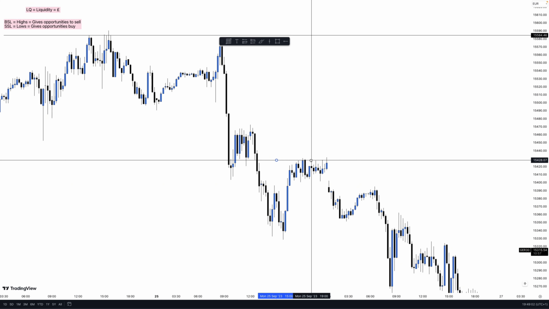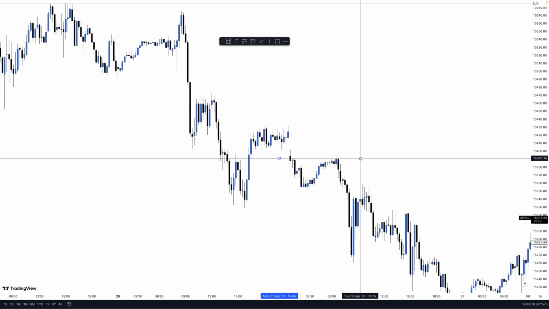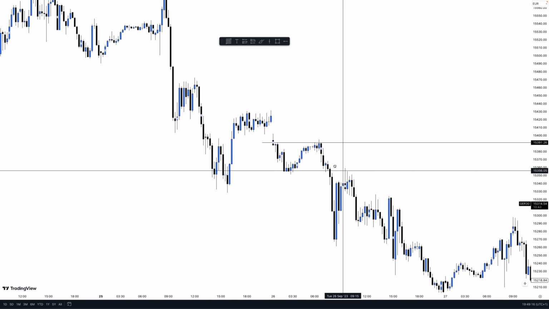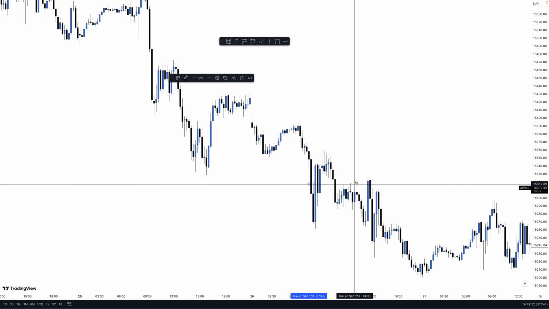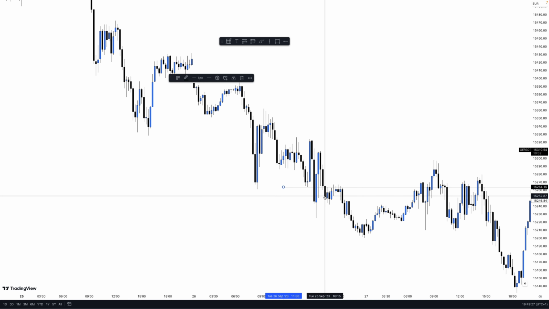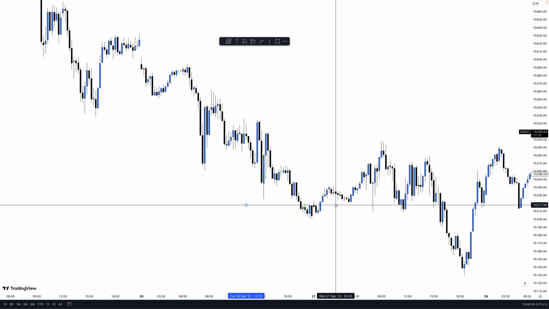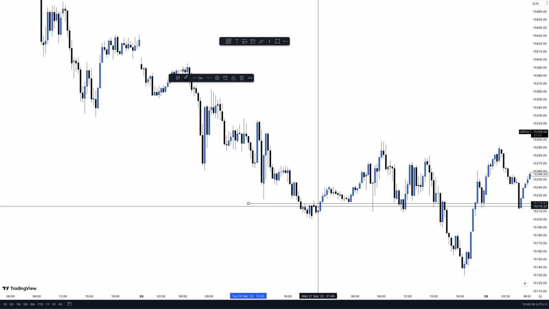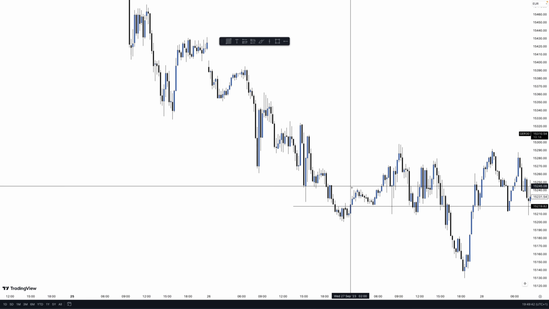Even over here, we sweep this high with this candle, gives a reaction down. Sweeps this high with this wick, gives a reaction back down. Even here, sweeps this high, reaction down. Right here, sweeps this high, gives a reaction back down. Here as well, sweeps this high, gives a mini reaction back down. That's buy side liquidity. So buy side liquidity, remember, is always in the highs.